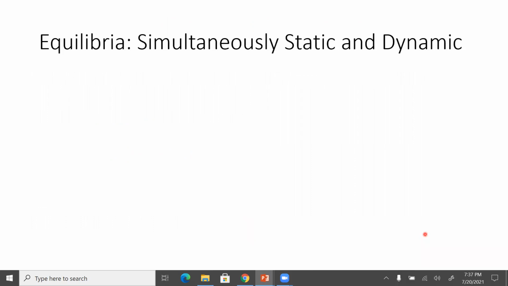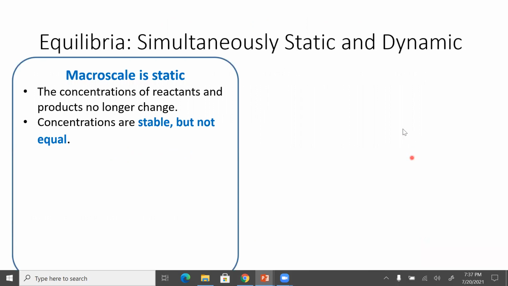Now, when we talk about equilibrium, depending on the way we look at it, we could say that it's static or it's dynamic. If we were to look at it at the macroscopic scale, meaning if we were to just look at a container that has a reaction that's at equilibrium, it would look like nothing's happening.